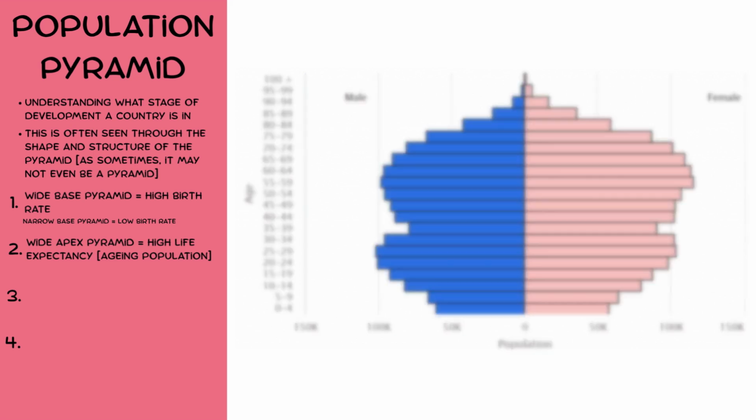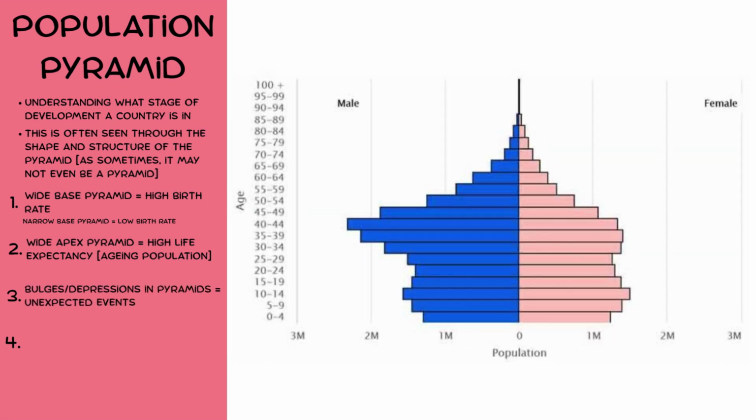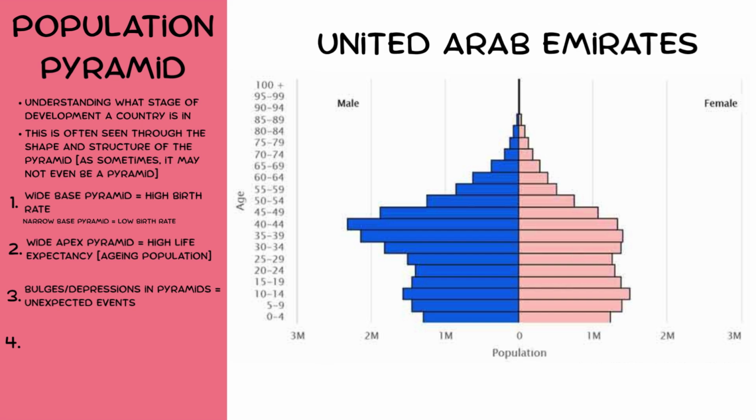3. Anytime the pyramid unexpectedly bulges or curves is a result of either internal or external factors. For example, where migration rates are high, there could be an imbalance where there are more economically active than dependents. This is seen in the UAE, where there are significantly more males than females. Other factors may include wars, rapid population growth, diseases, and natural disasters.